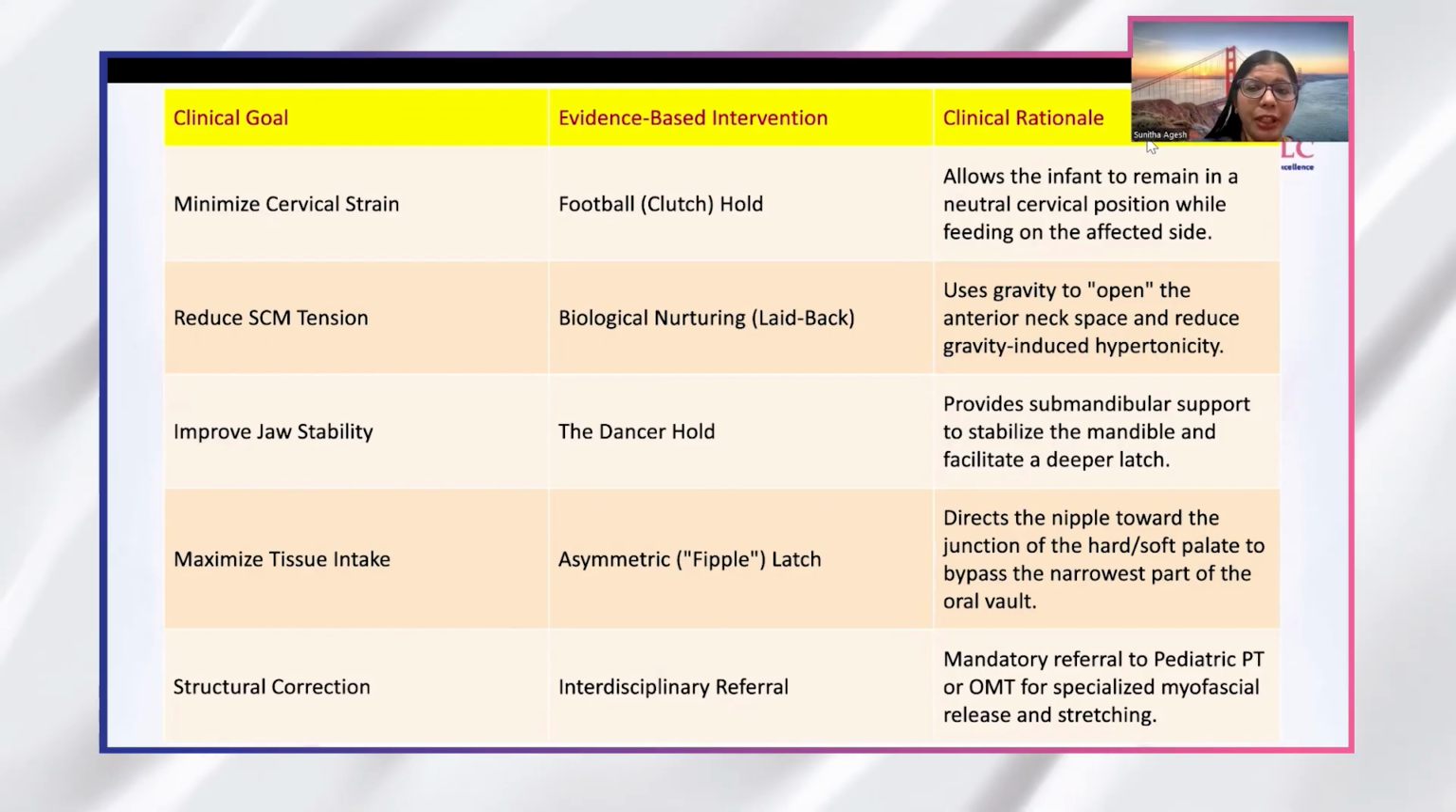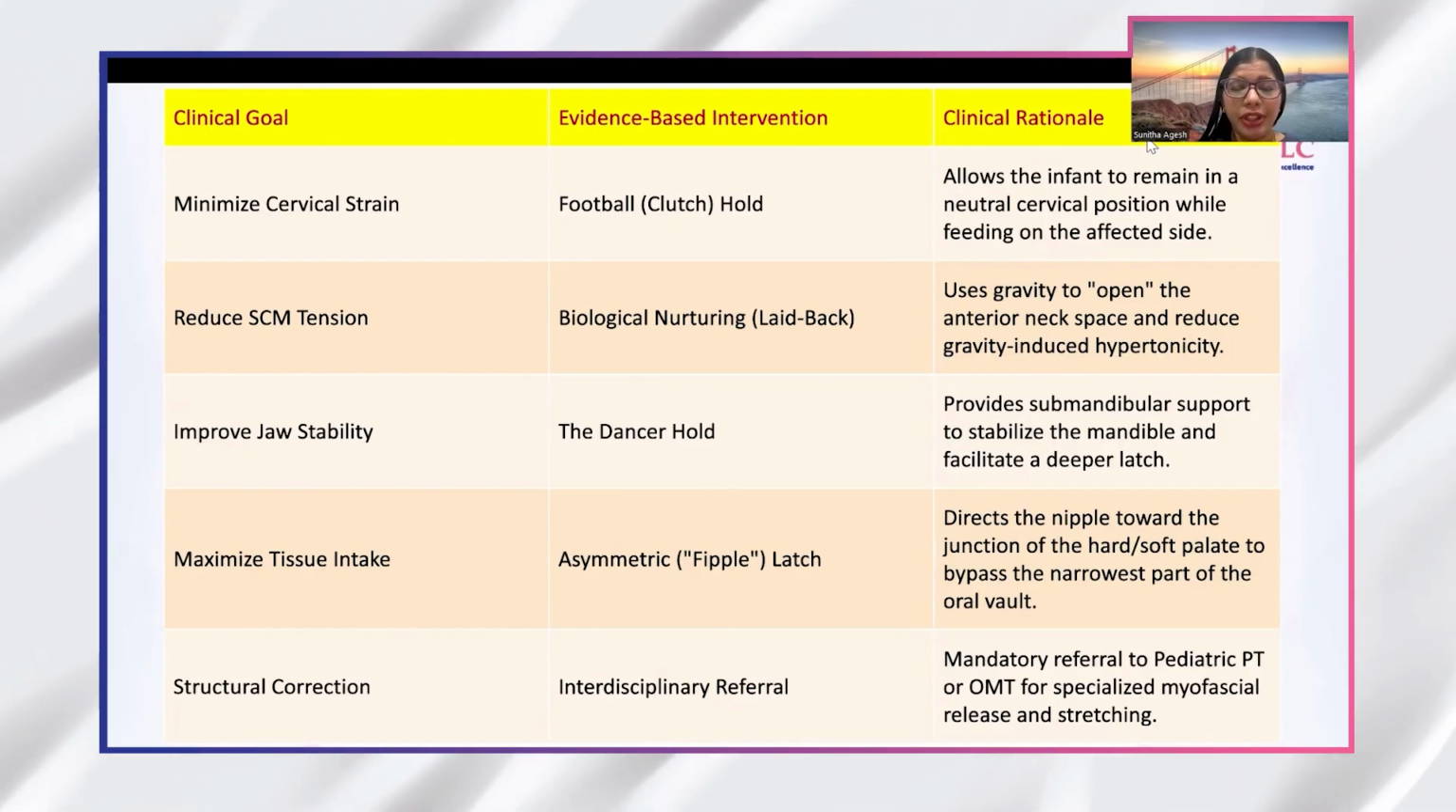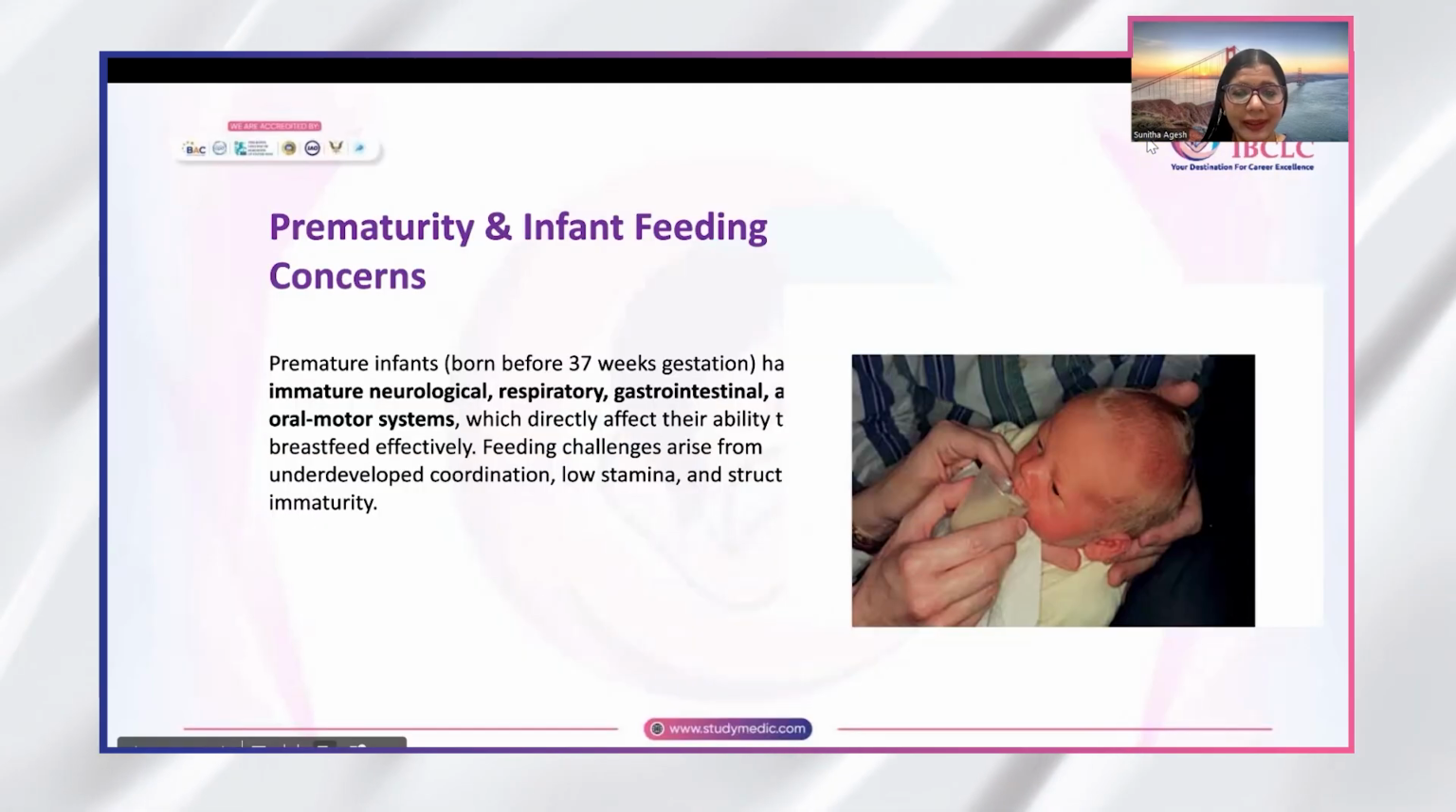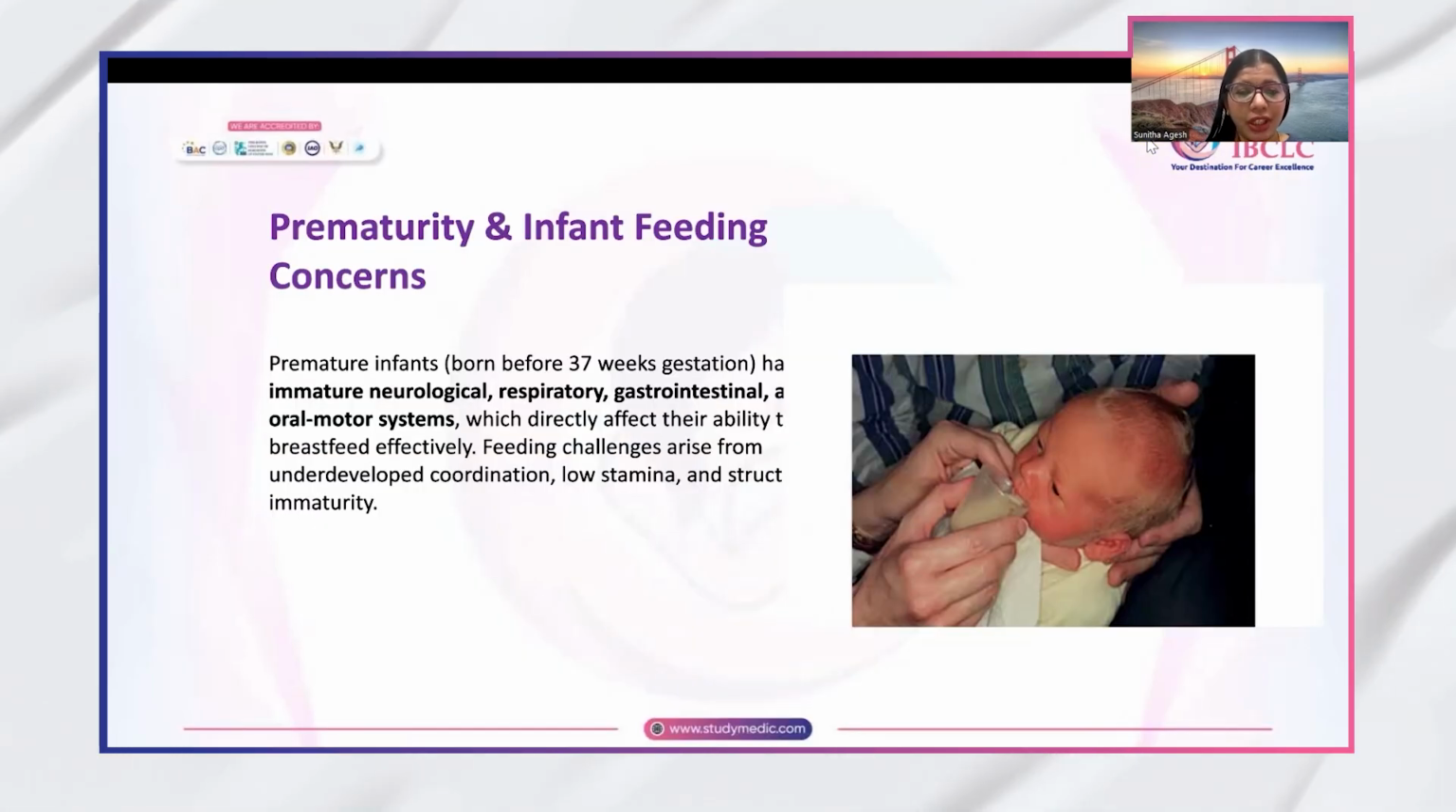The next one is prematurity and infant feeding concerns. Prematurity means the baby is born before 37 weeks. So especially the baby will have an immature neurological, respiratory, gastrointestinal, and oral motor system, which directly affects the ability to breastfeed effectively. The feeding challenges arise from underdeveloped coordination, low stamina, and structural immaturity.